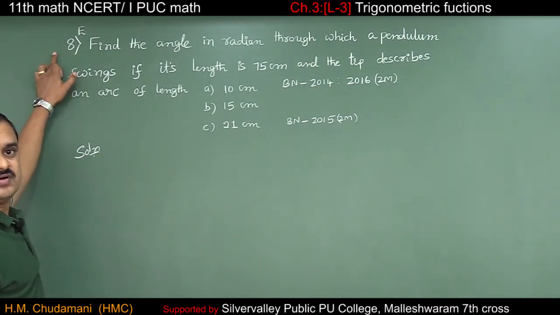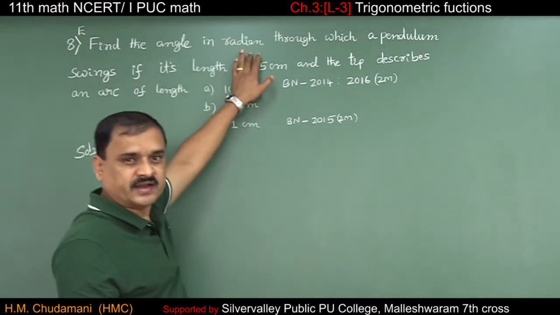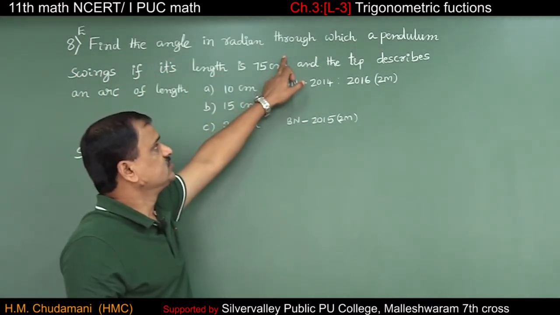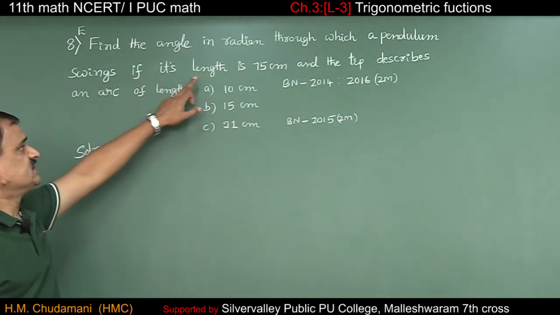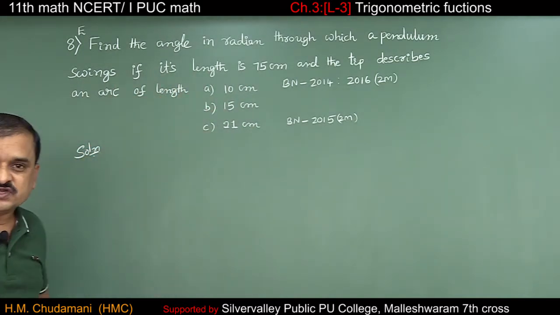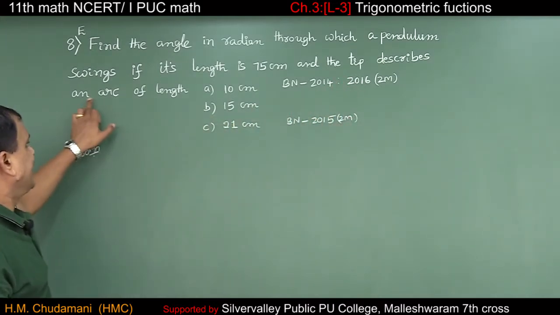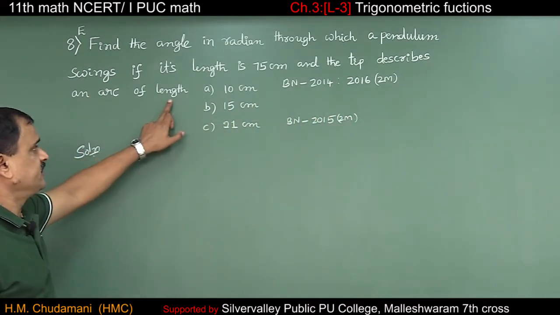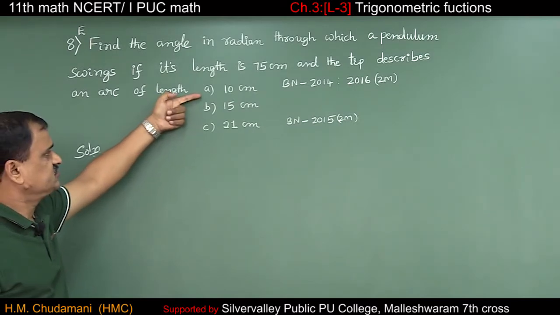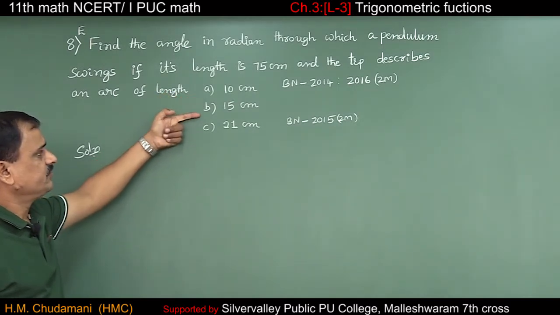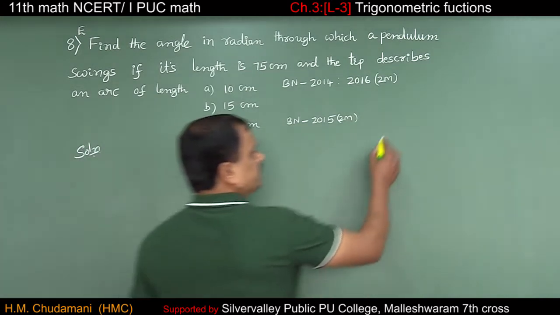An exercise problem, 8th one. Find the angle in radian through which a pendulum swings if its length is 75 centimeter and the tip describes an arc of length. There are three subdivisions: 10 centimeter, 15 centimeter, 21 centimeter. Okay.